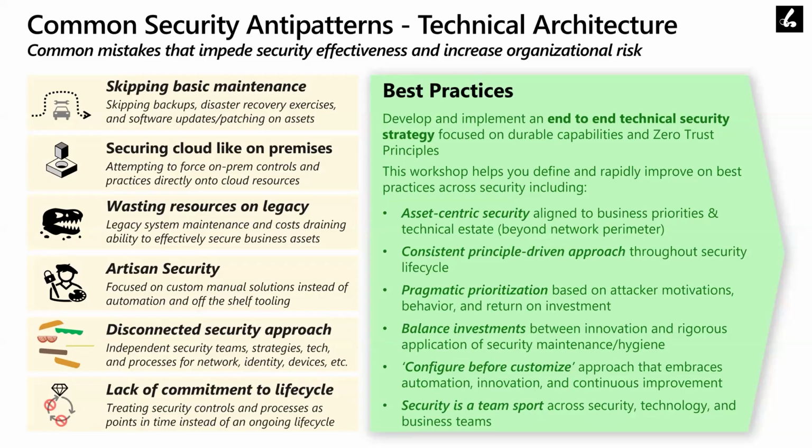Okay, so you said skipping basic maintenance, skipping backups, disaster recovery, those are the common mistakes. If you don't have backups, it's definitely a security anti-pattern. So what is the best practice? Having backups regularly. Why do we need backups regularly? Assuming breach, we assume we may lose the data. For that, we need to have regular backups. Next, securing a cloud like on-premise.